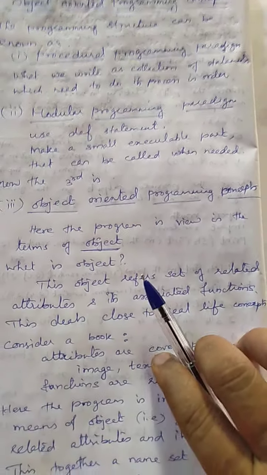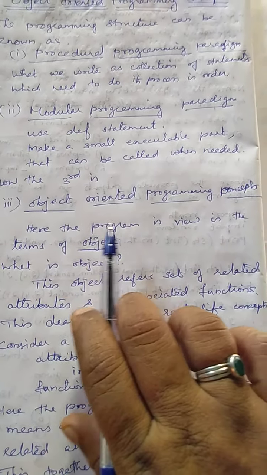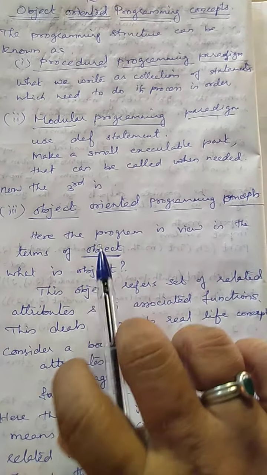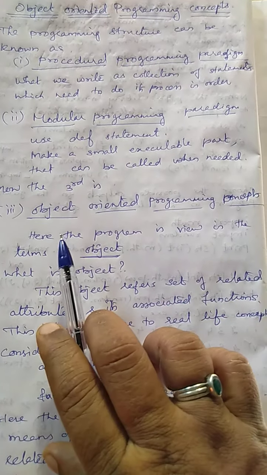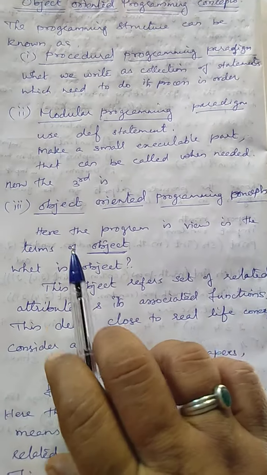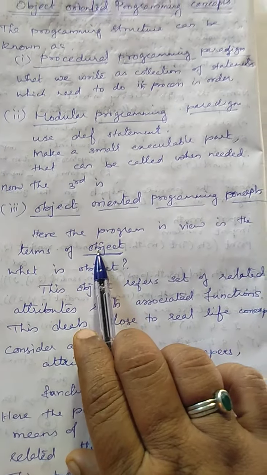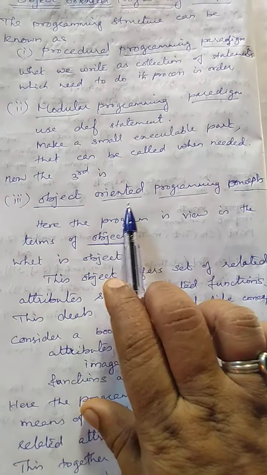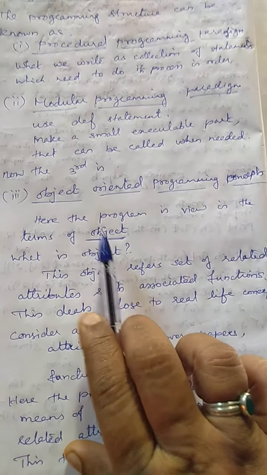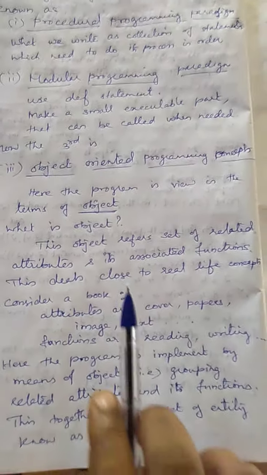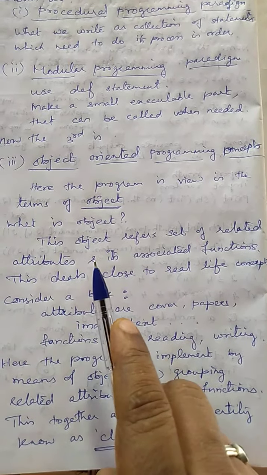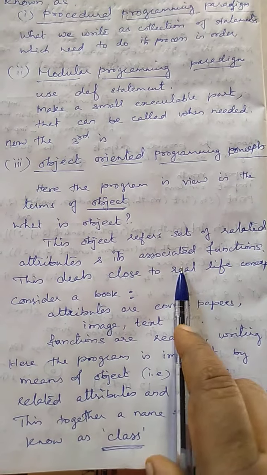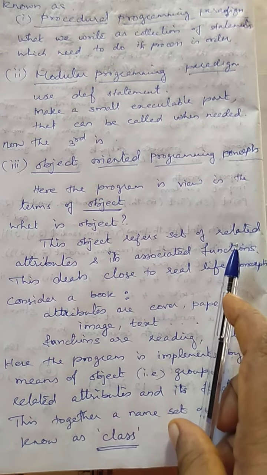Then the third one, the new concept we are going to learn, is the object-oriented programming paradigm. Here we must know what is meant by an object, and only then can we go for this programming paradigm. What is meant by an object? An object is nothing but a set of related attributes and its associated functions. What is meant by related attributes?